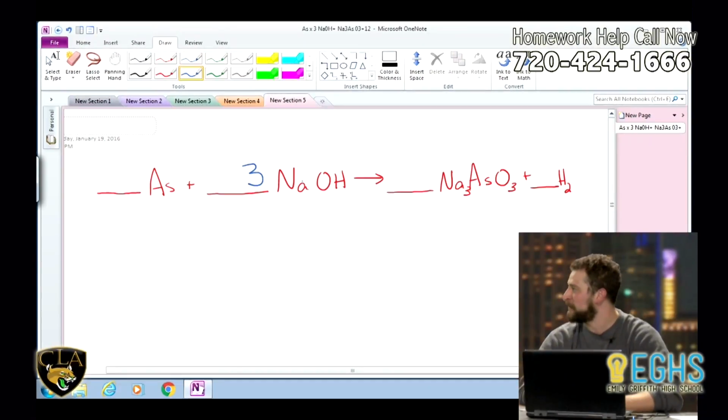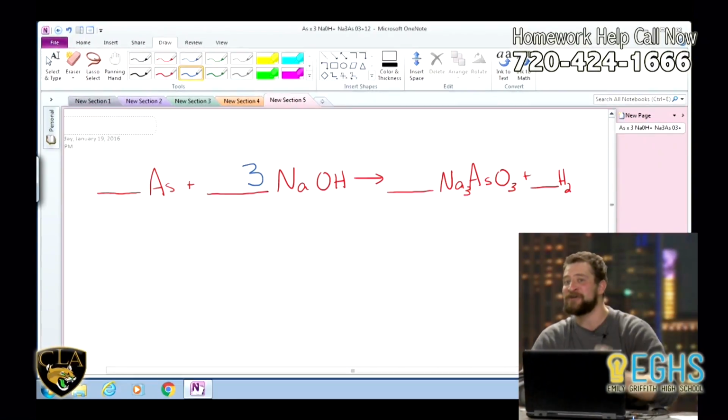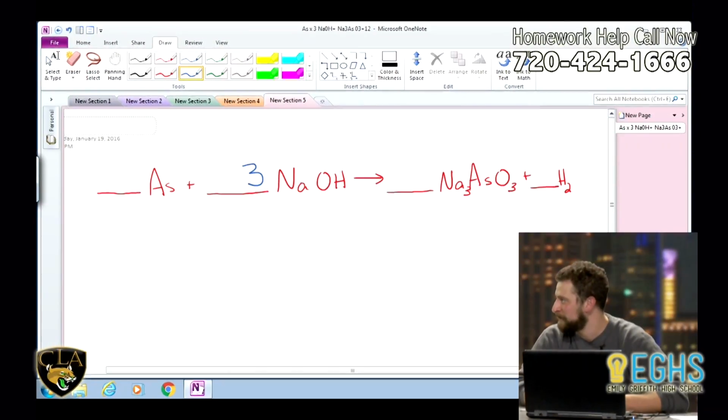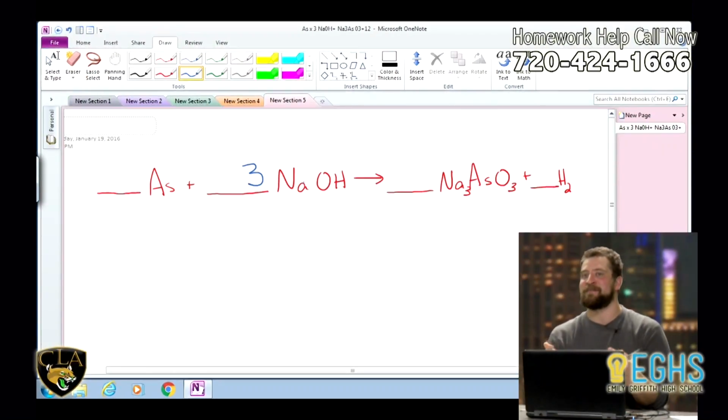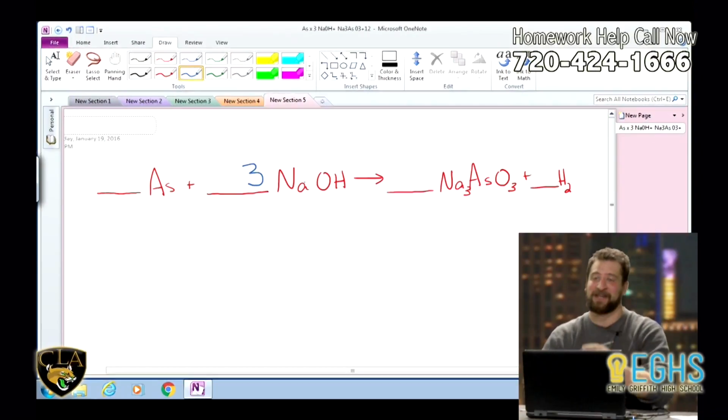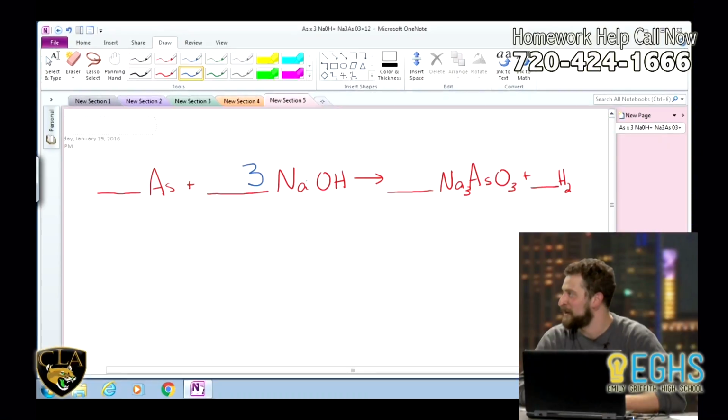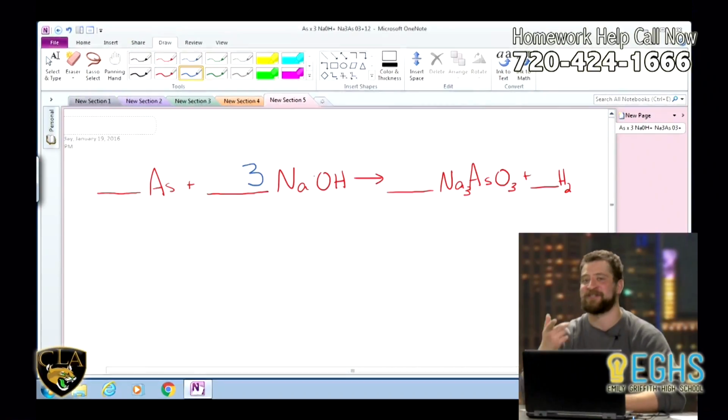What's missing now is we've got 3 hydrogens on the left, but only 2 hydrogens on the right. And so what we want to do is get these balanced. And so what I would do is this. I would say, okay, what number could I multiply 2 by, since there's 2 hydrogens on the right, to get 3? That would be 1.5. So let's do that, if you don't mind.